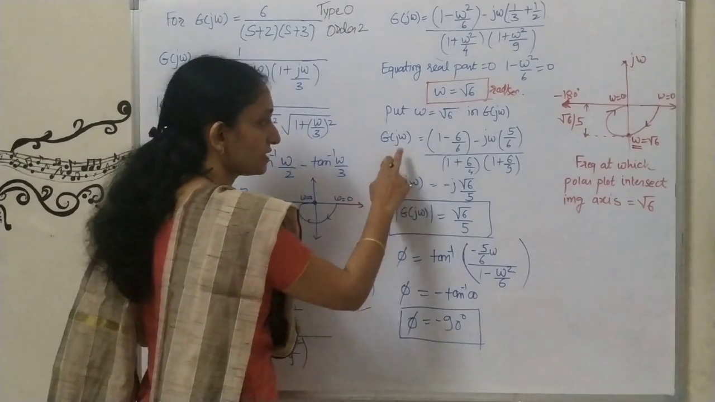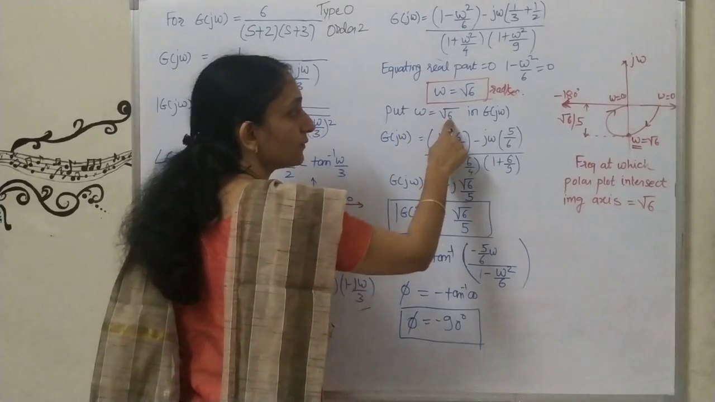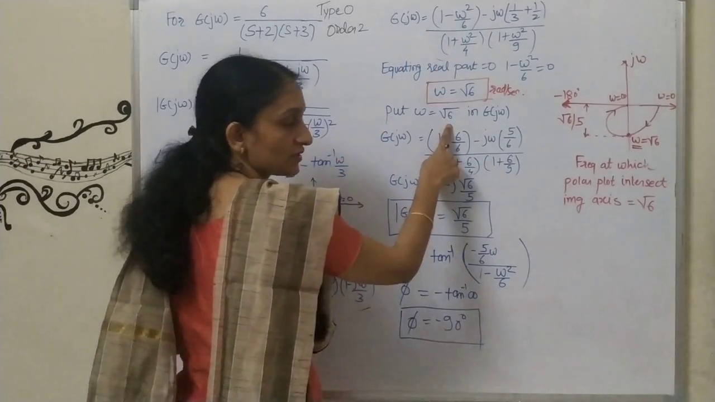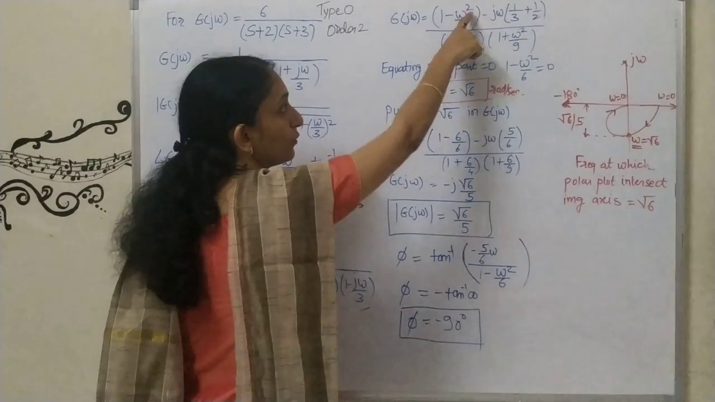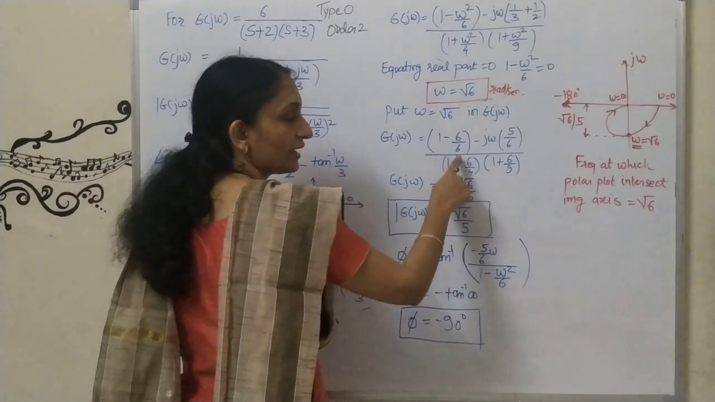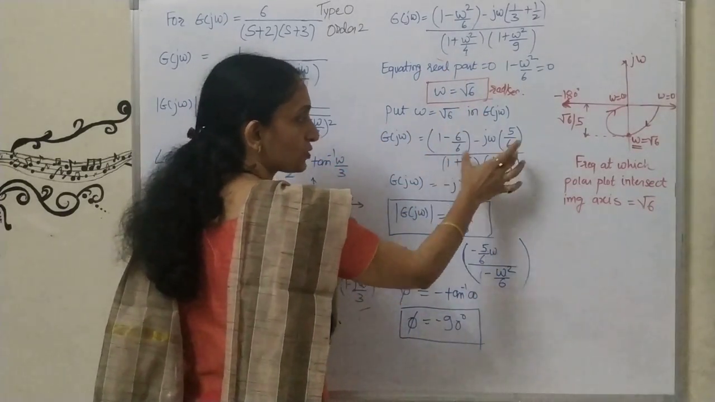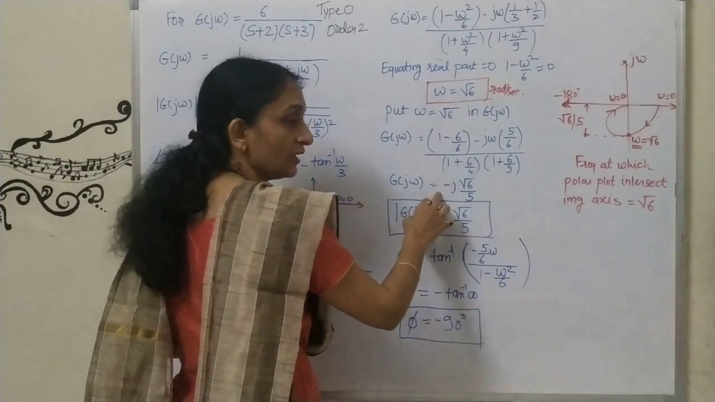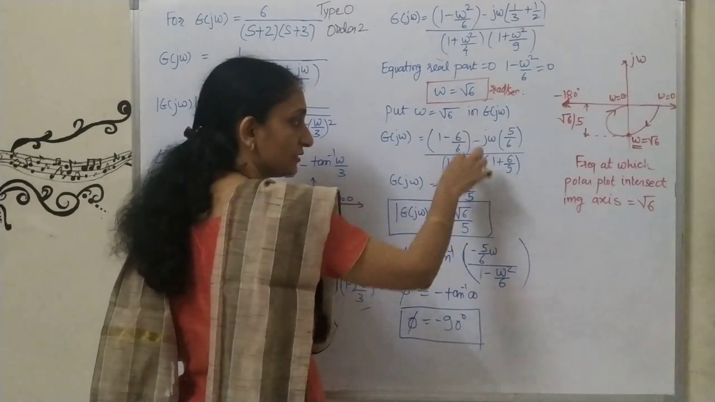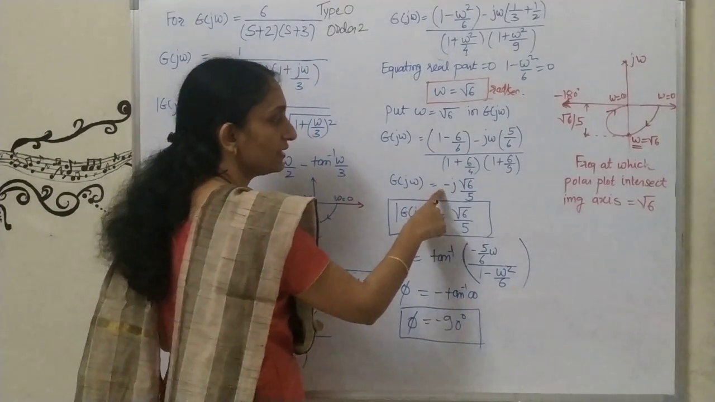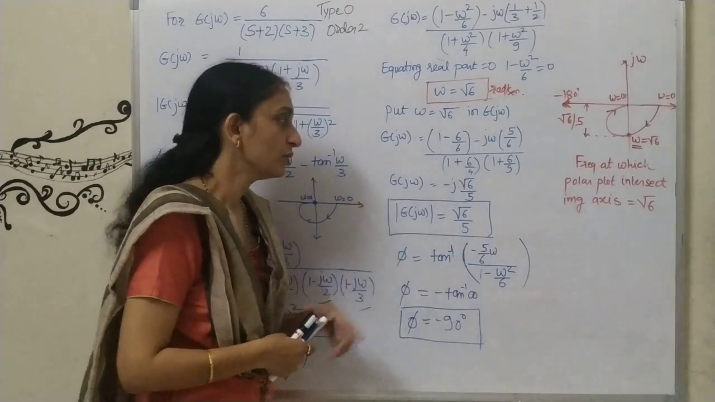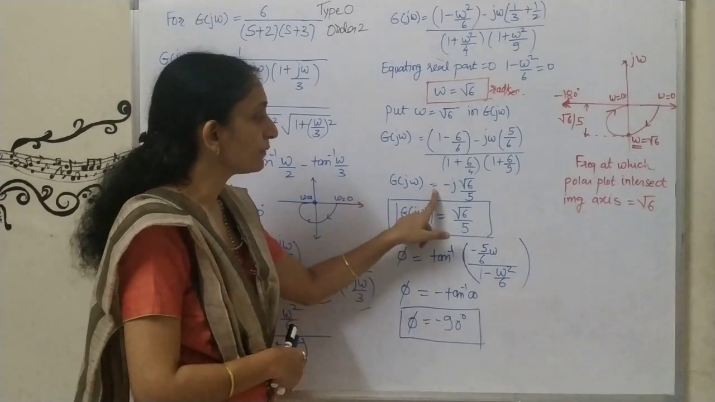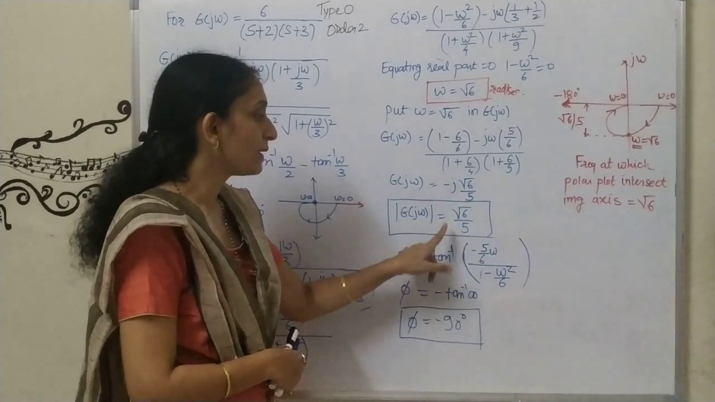For that what I did, see here, I have substituted omega is equal to root 6 in G of j omega. This is the equation, I have substituted omega is equal to root 6 here. Okay, you can check that when I put here omega square is equal to 6, this will get cancelled, 1 minus 1, it will be 0. Okay, so I will get only the imaginary part, and just look at this, I have considered only the imaginary part, and after solving this term, I am getting G of j omega as minus j root 6 by 5. Okay, you can cross check, you can simplify this equation, you will get the same answer. So G of j omega I got minus j root 6 by 5.